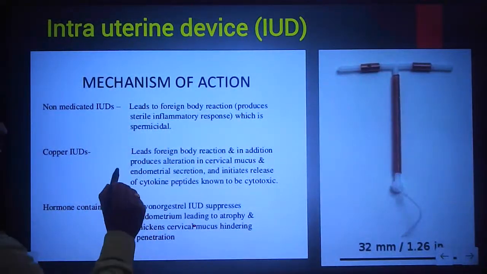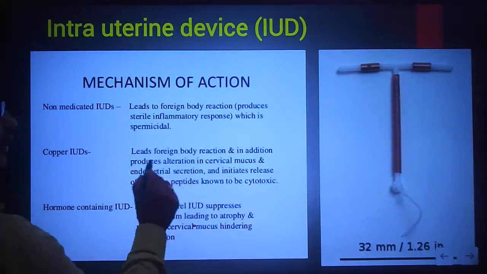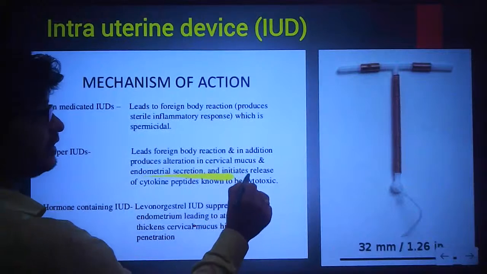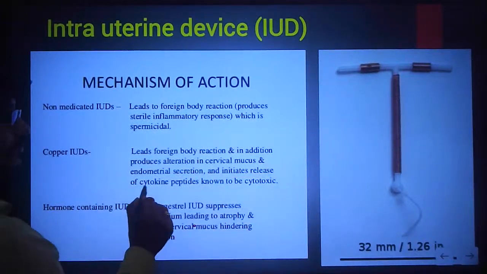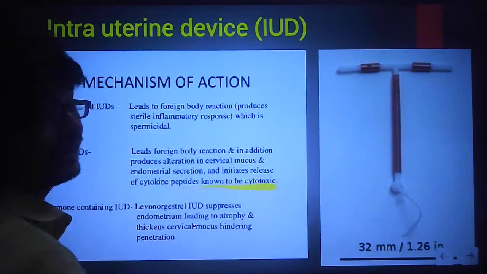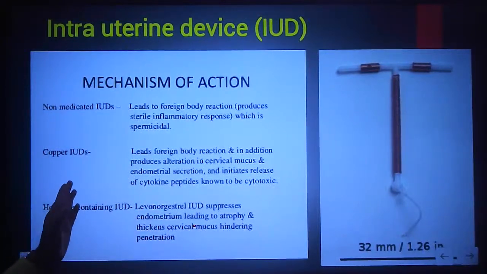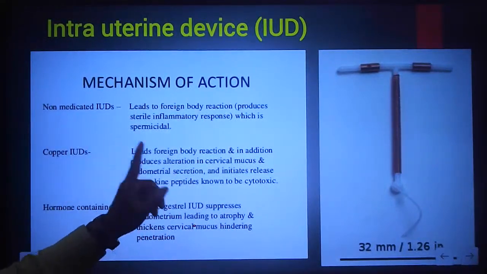So, what is the action of copper IUDs? It produces alteration in the cervical mucus and endometrial secretion and initiates release of cytokine peptides known to be cytotoxic. This is the mode of action of the copper IUDs. Examples: CuT, CU7, Multiload 375. Examples are very, very important.